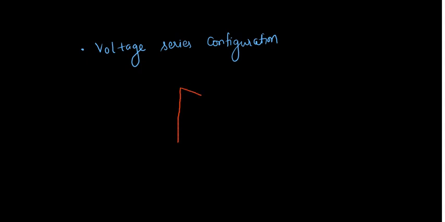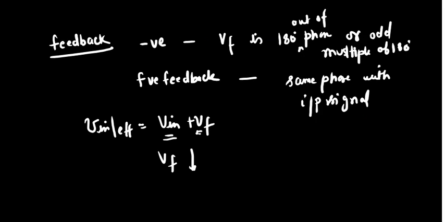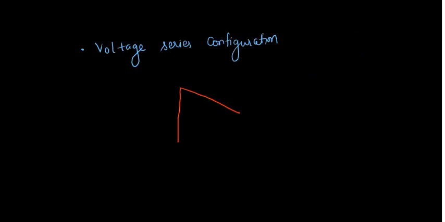So let's study the voltage series configuration. How would you do that? This was your op amp. These are the general configurations, right? You can also use a 2-port device, any 2-port device. But our op amp is something like this. Okay. Voltage series.